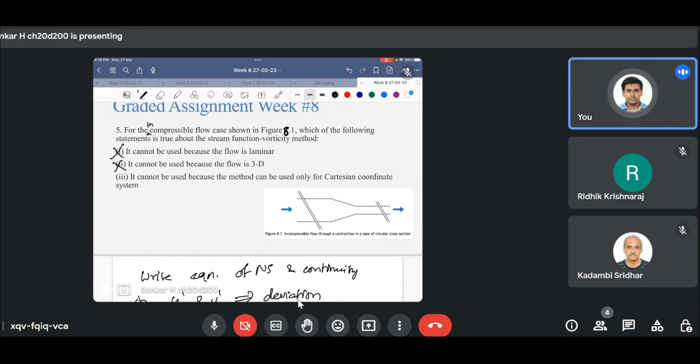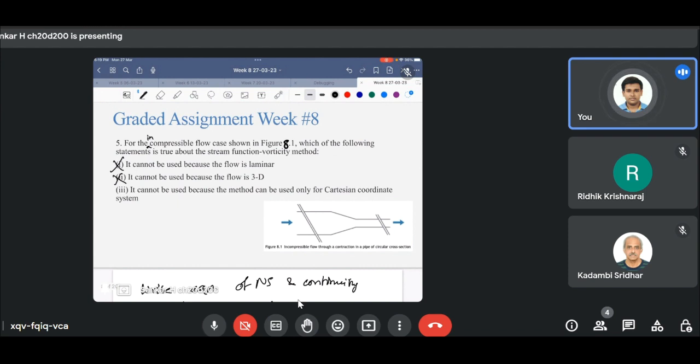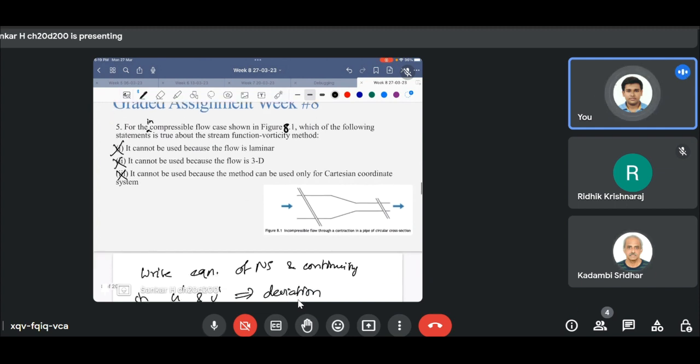And for the first statement, I made a mistake in saying it can be used because the flow is laminar; the statement itself is wrong. The third statement says it cannot be used because the method can be used only for the Cartesian coordinate system. In the lecture uploaded by sir, we have also seen that we can derive this for an r theta, spherical, or cylindrical coordinate system. So option 3 also is wrong. We can convert this into an r theta, r theta z, or r theta phi coordinate system and solve the incompressible flow over here. So none of these statements is correct.